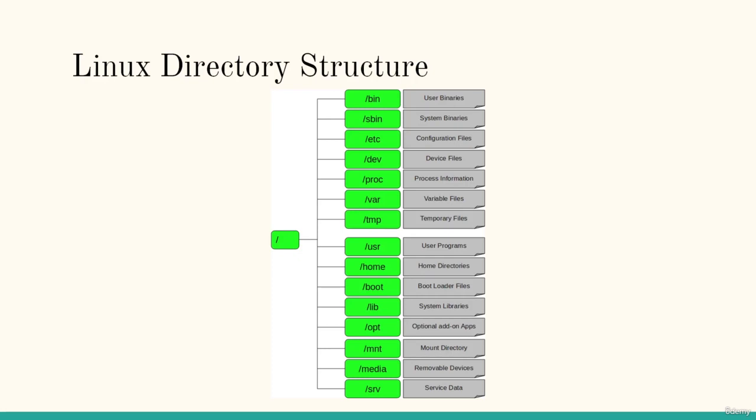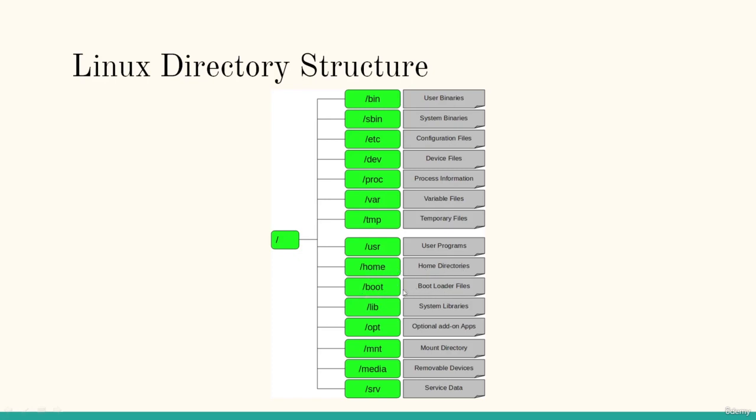No worries. We have the dev for device files. We have the proc for the process information. We have the var for the variable files. We have tmp for the temporary files, /usr for user programs, and home for the home directories. This is the home directory of the users.